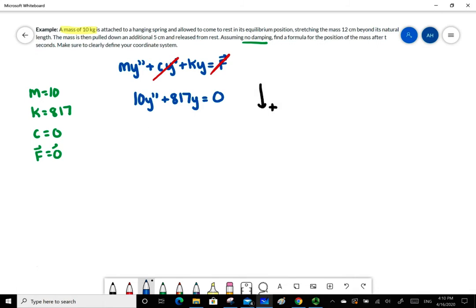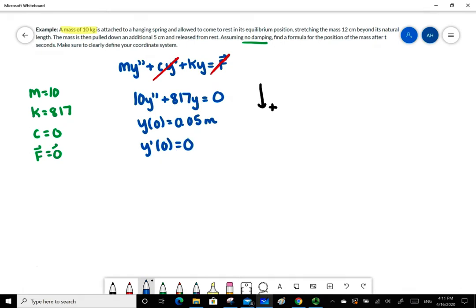We're also told that the mass is pulled down 5 centimeters from equilibrium. Since I'm choosing down to be the positive direction, and to make sure our units work out correctly, we should always use newtons, meters, kilograms, and seconds for metric. The initial position is y(0) = 0.05 meters. The mass is released from rest, so the initial velocity is 0, and y'(0) = 0.